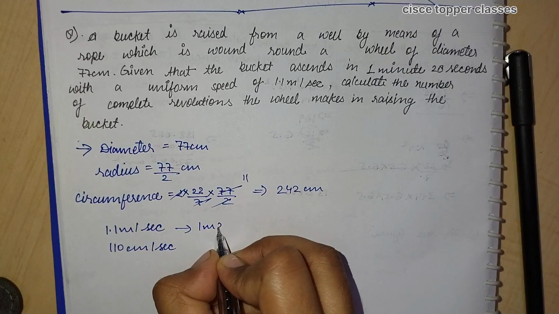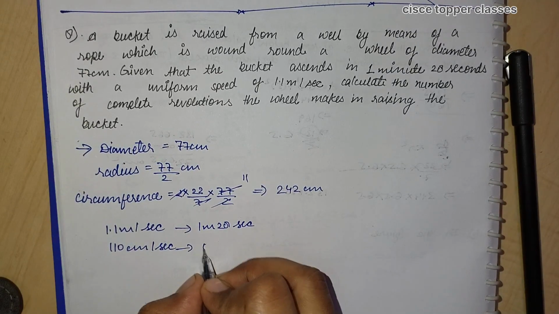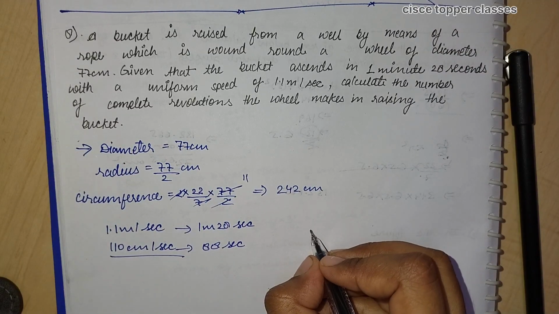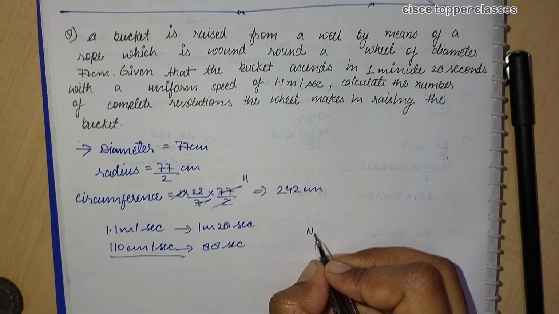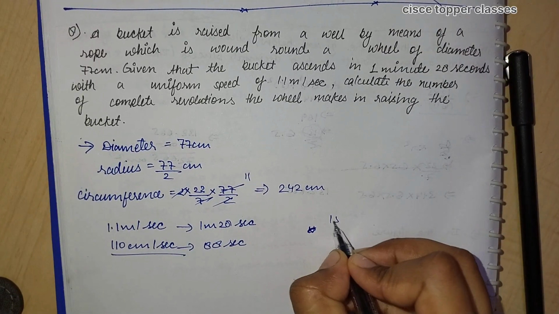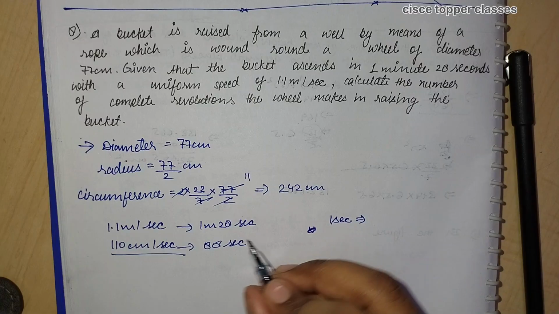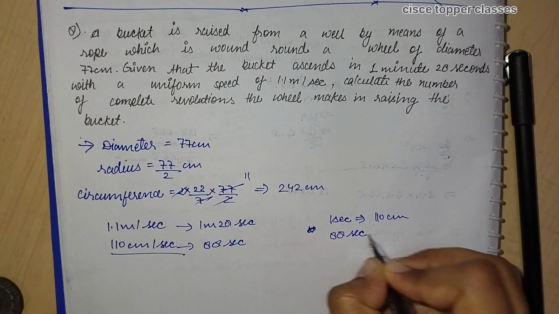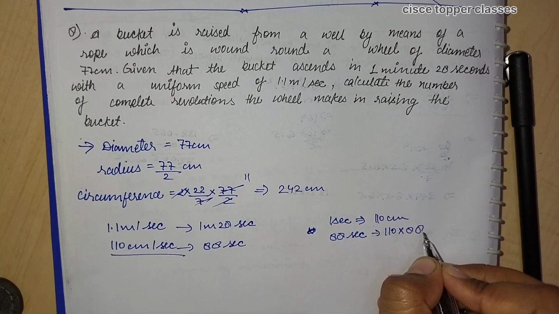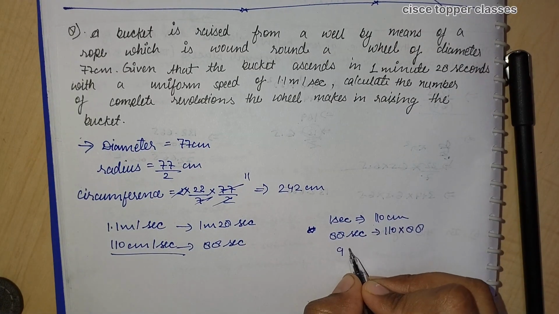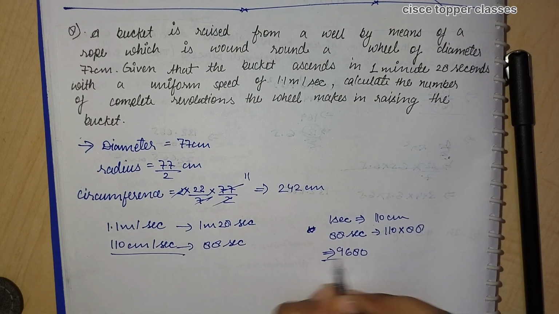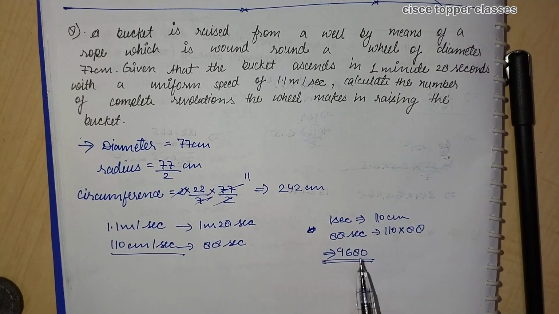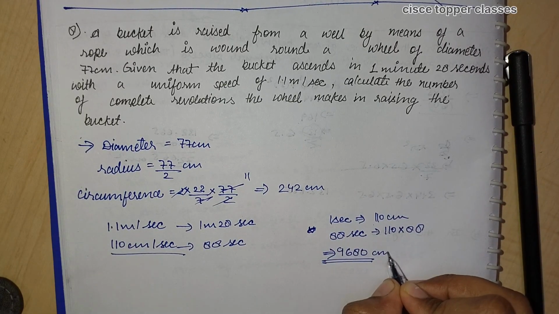This is in 1 minute 28 seconds, so we can write it as 88 seconds. So this is the speed here. Now the number of revolutions will be found as follows. If we take 1 second, the speed is 110 centimeter, so 88 seconds will be 110 into 88, which is 9680. So this is the distance covered by the bucket, 9680 centimeter.